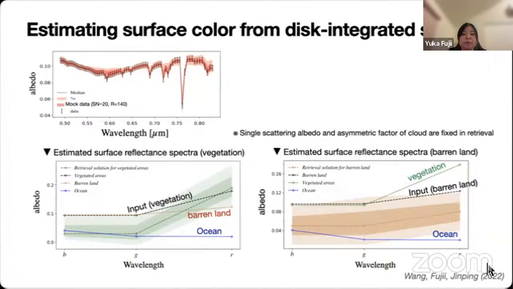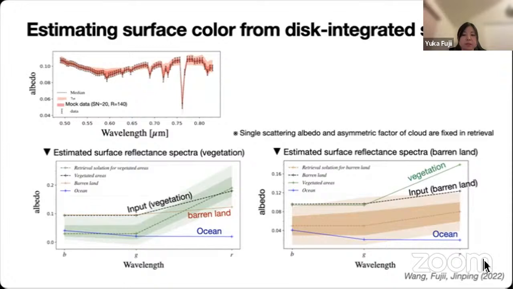The lower panel shows some of the results. The black line here and here corresponds to the input reflectance spectra. The shaded regions are the estimated reflectance spectra. So under realistic assumptions of cloud optical parameters, the trend of the surface reflectance spectra can be retrieved together with some parameters of atmospheres.